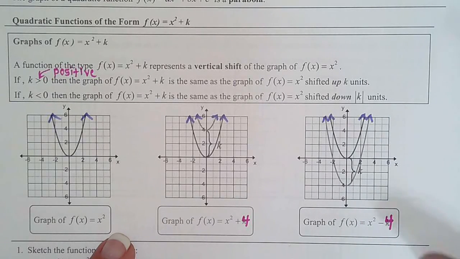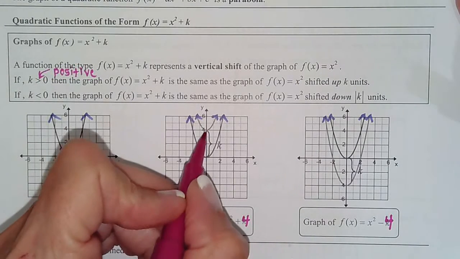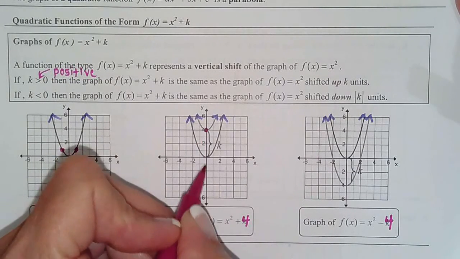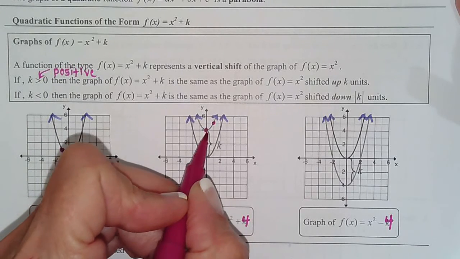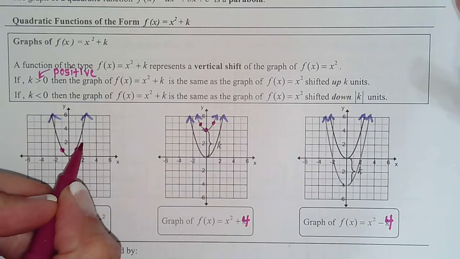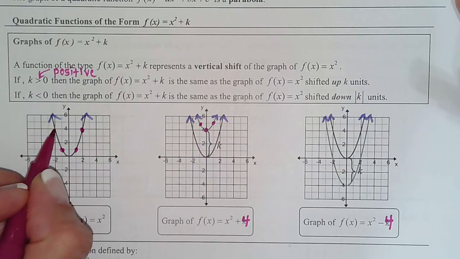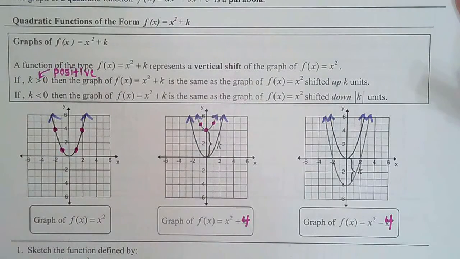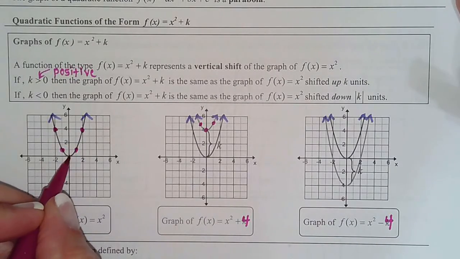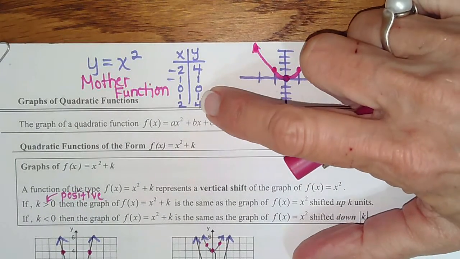And then the cool thing is, if you memorize the mother function, you already know how to do the points. Over 1, up 1. Oh, if you're going to shift it, then you go, okay, here's my new vertex, over 1, up 1. And then you can do over 2, up 4. And there's your parabola. You don't even have to make a t-table because we're going to memorize these. 0, 0, 1, 1, 2, 4.